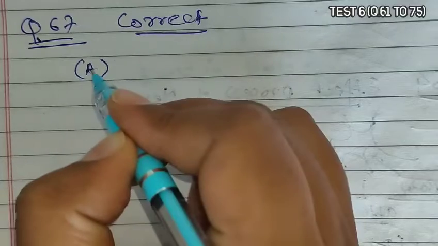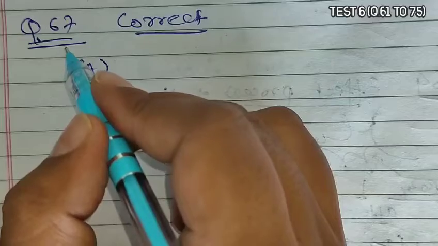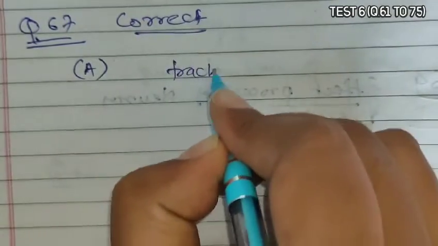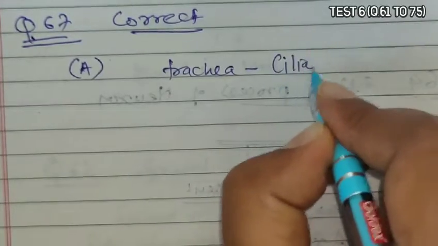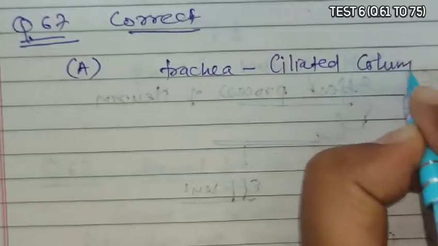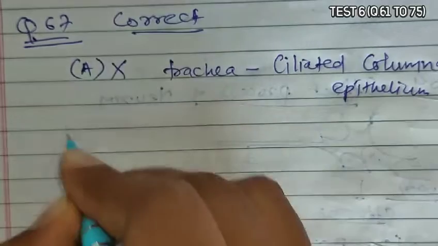Next is question 67. We have to identify the correct statement. A says columnar epithelial nuclei are located at the top and it is found in the trachea. Actually, in the trachea ciliated columnar epithelium is found, so it is incorrect.